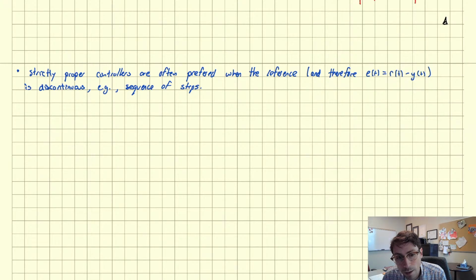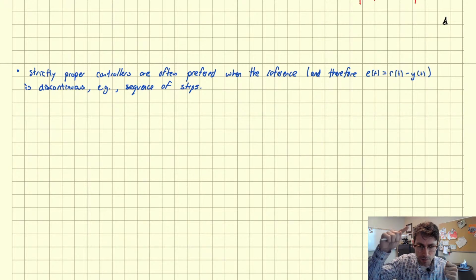Example, sequence of steps. I'll draw a picture of that next class. But basically the idea here is that if your reference is like a square wave, jumping up and down, so discontinuous, that means the error is going to have this discontinuity in it. And what that's going to mean for your controller, if it's just proper and not strictly proper, is that there's going to be a discontinuity in the control signal. In other words, the command that you're sending to the plant. And sometimes for actuators, you don't want that. You don't want your motor quickly changing directions because of the discontinuity.